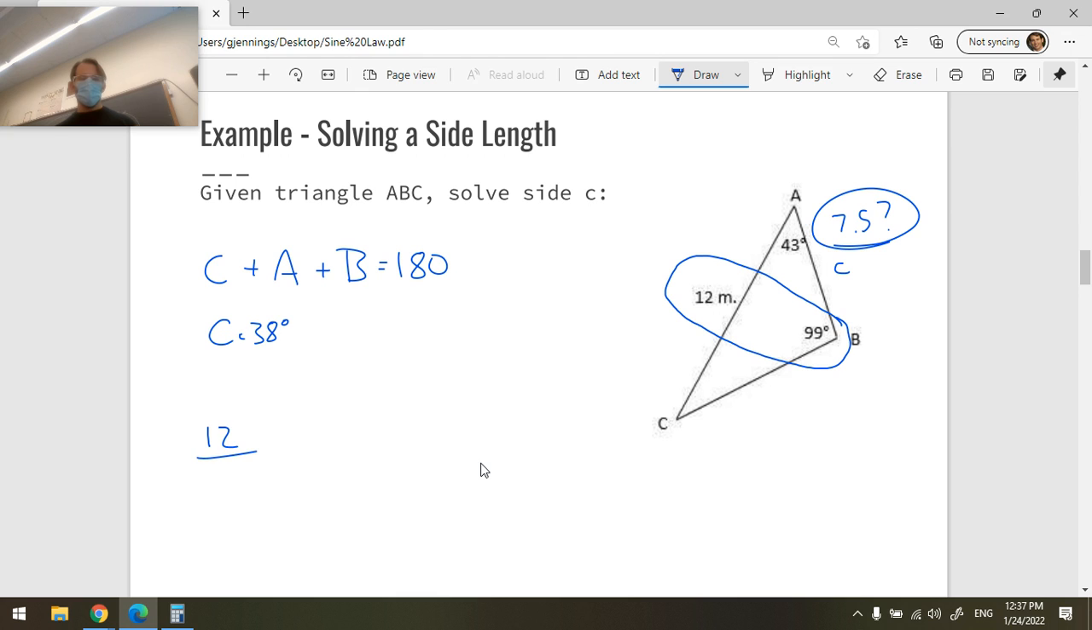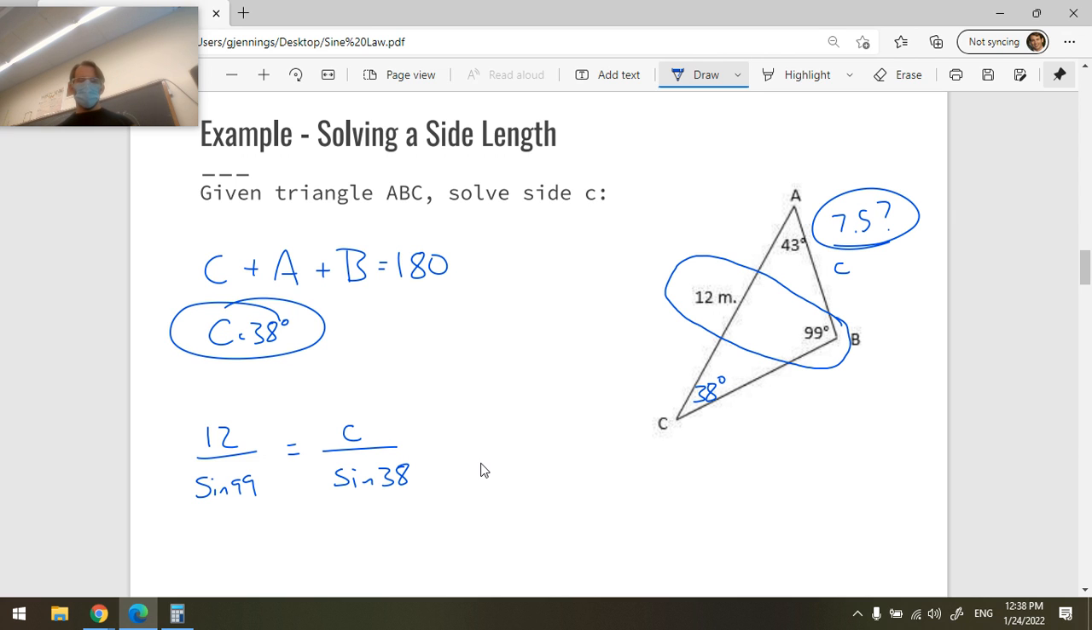So let's put 12 on top and sine 99 on the bottom. That's going to be equal to c over sine c. So c is our unknown. Put it on top. Has to match here, though. If I have length on top, I have to have length on top over there. I can't flip one side and not the other. That won't work. Okay, c over sine 38, because we calculated that angle C was 38 degrees.